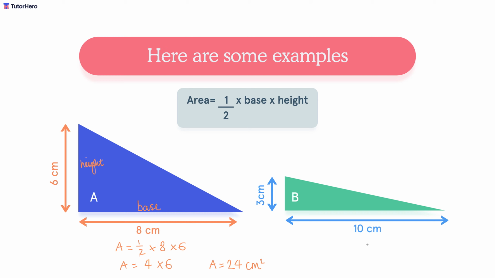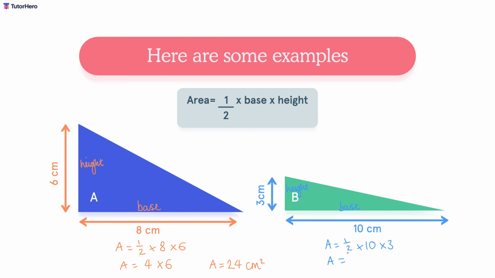Now let's try triangle B. Let's label our parts to help us. So this is the base, and this is the height. The base is 10 centimetres and the height is 3 centimetres. Let's use our formula to work out the area of this triangle. So A equals half times 10 times 3.